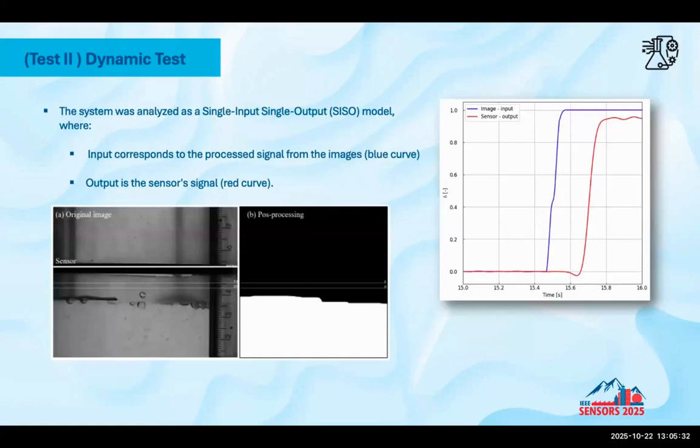Here is just a photo of the imaging process, where we can obtain the interface of the water. Here the blue line is the image input, and the response of the sensor is red. So we have a system with a single input and single output, and we can do some analysis with a single-input single-output model.